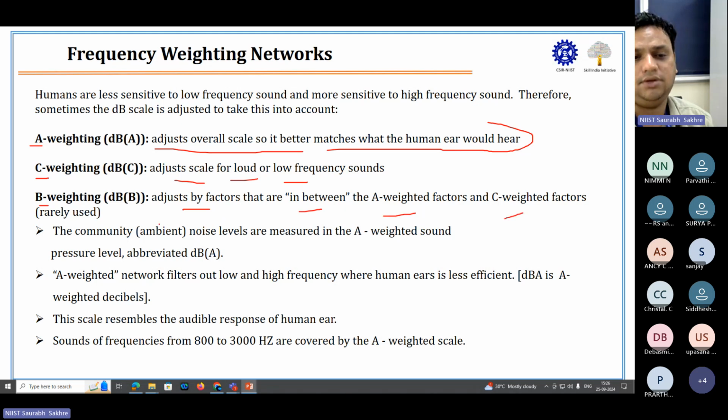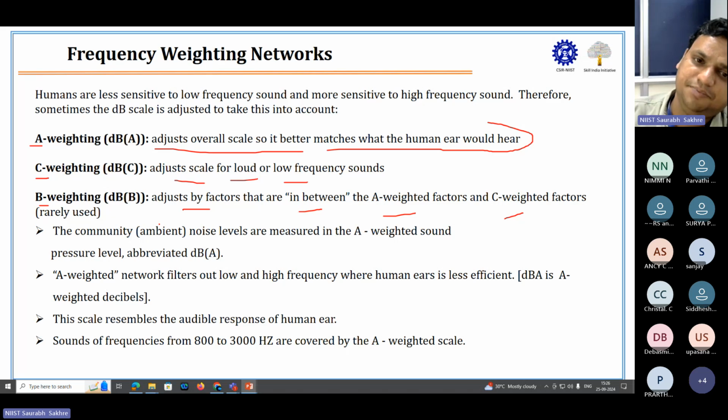Like suppose you are working in a factory where there is an impulsive kind of sound, like some hammering or some other kind of work. In that case, we can use B. So what this weighting will do is, whatever noise you are taking, it will do some correction in it and reduce the value in such a way that it will be a practical application of what my human ear would hear.